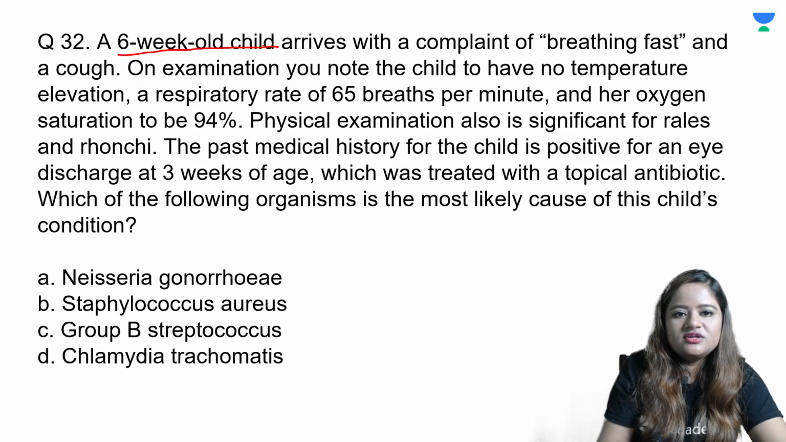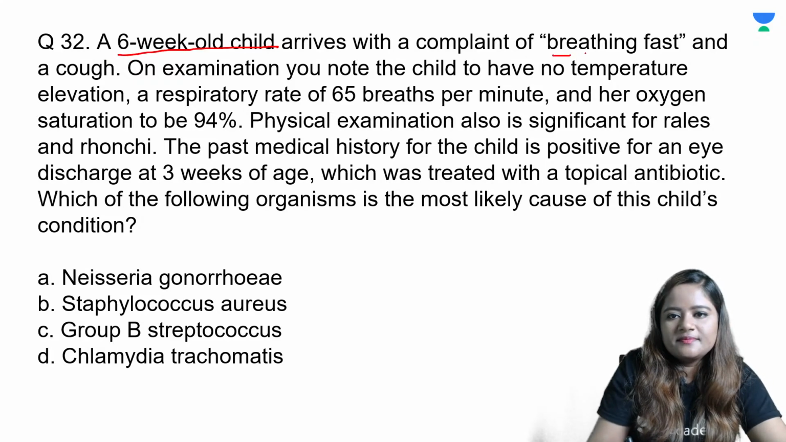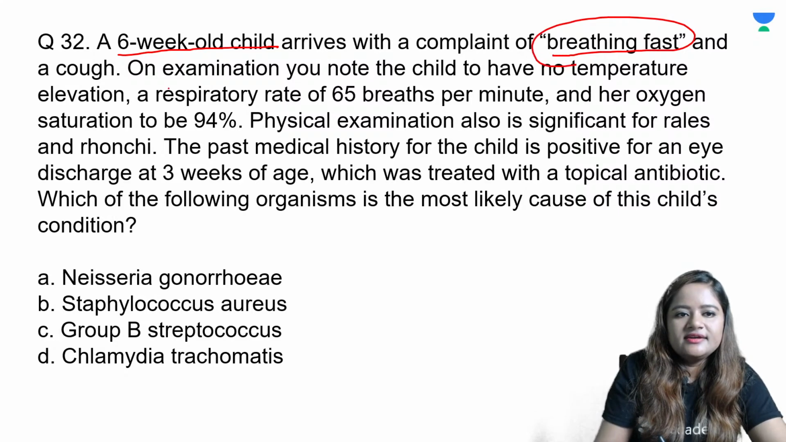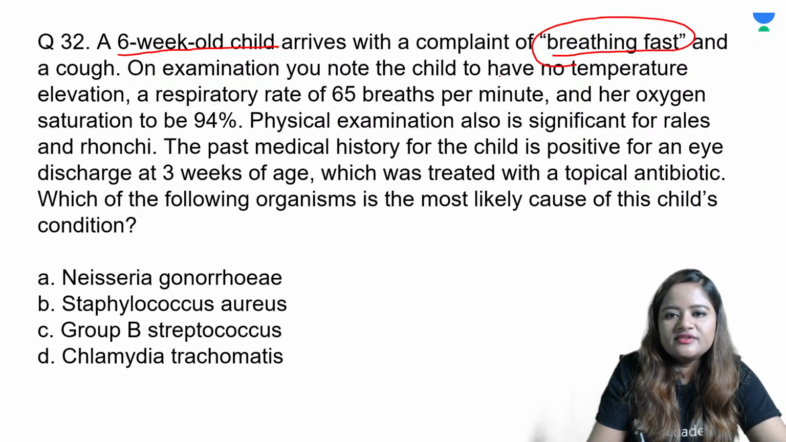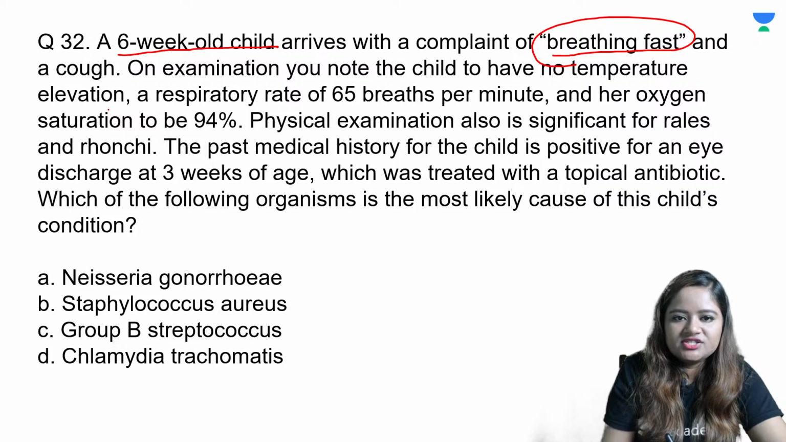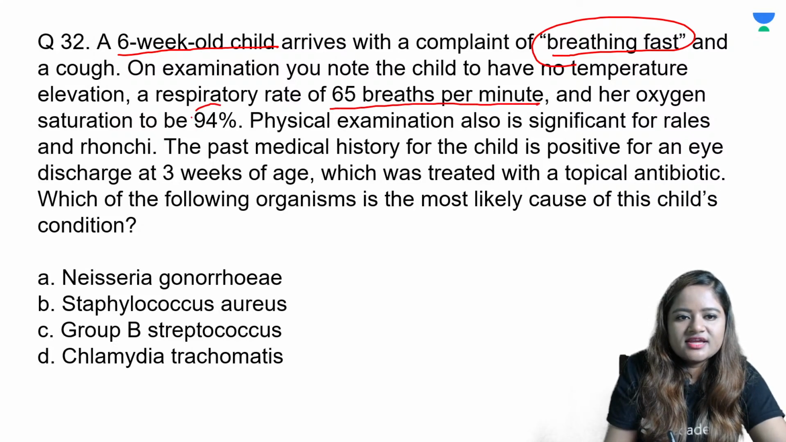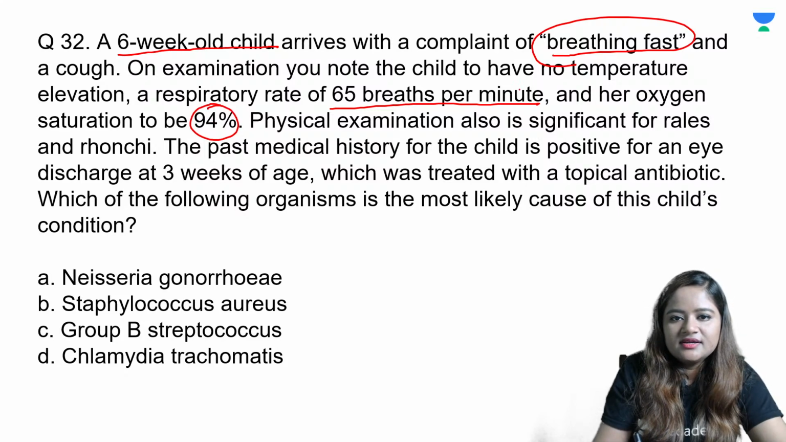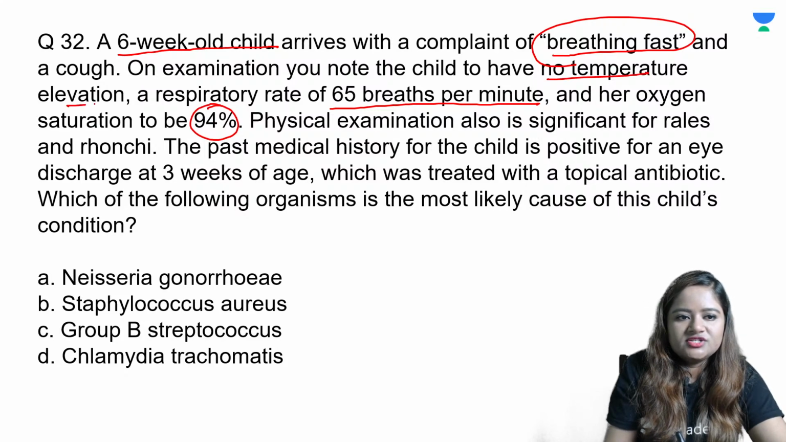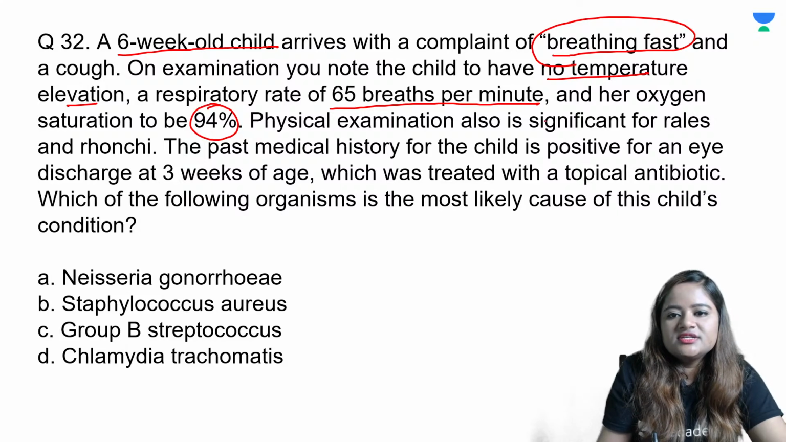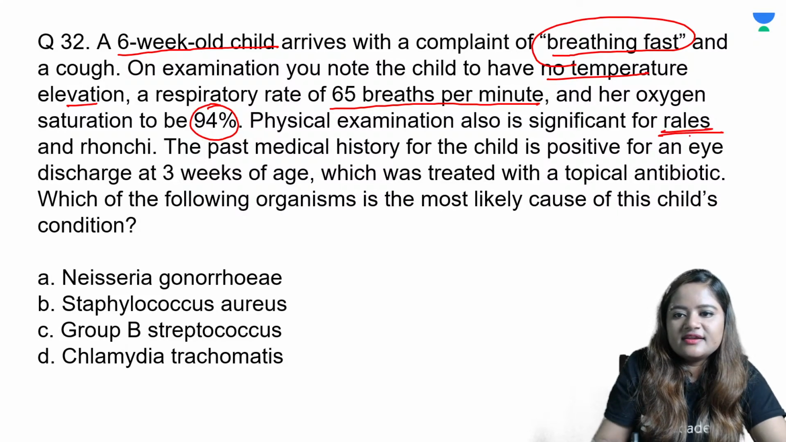There's a 6-week-old child who arrives to you with complaints of fast breathing and cough. On examination, you note that the child has no temperature elevation. The respiratory rate is 65 breaths per minute and oxygen saturation is 94%. There is no temperature elevation. Okay, the physical examination is significant for findings like rales and rhonchi. So in the chest you are getting rhonchi.